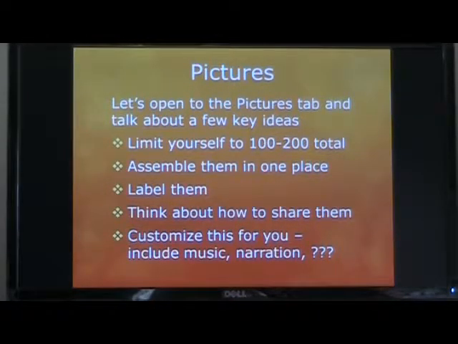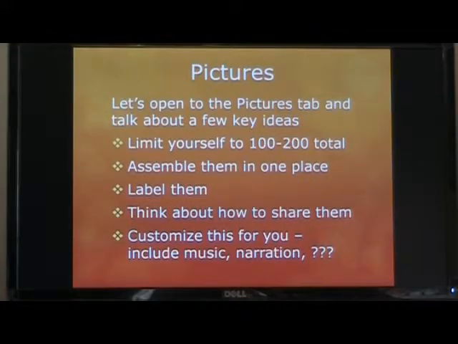So one suggestion as it relates to Binder of a Lifetime is to limit yourself to 100 to 200 photos in total. That you would assemble them all in one place, label them in some way so that people know who the subjects are of the photo and particular events, and then think about how to share them. For instance, you may put together a photo album or photo pages, but you may also want to consider, in today's technological age, including music, narration, or some other approach for how these pictures will be displayed.